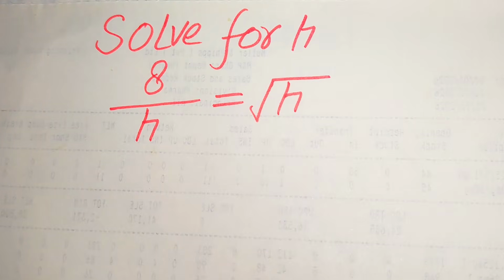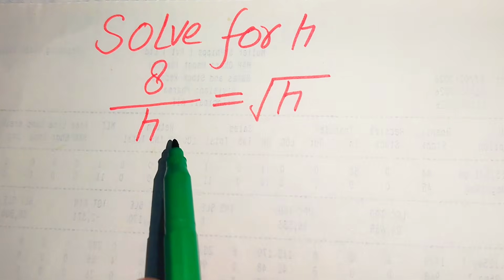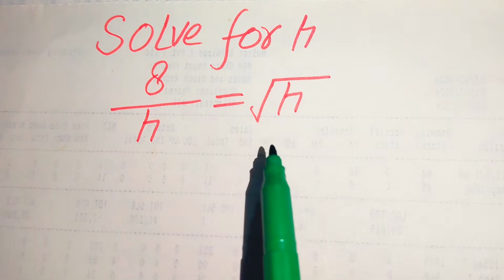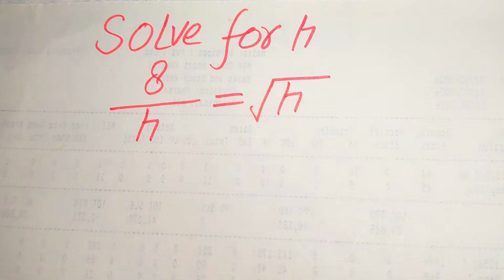So here we have 8 divided by h is equal to the square root of h, and we solve this problem for all the values of h. First we need to find all the roots of this equation, and at the last we will verify which of the roots are solutions and which of the roots are extraneous roots.